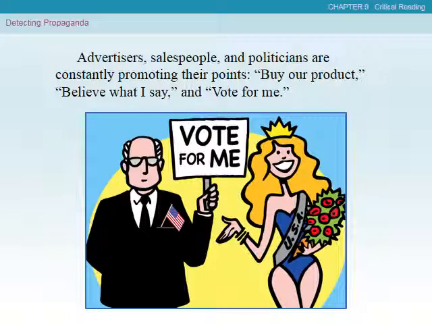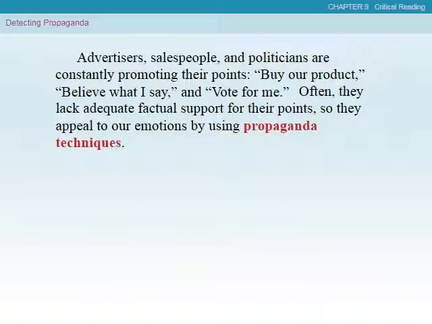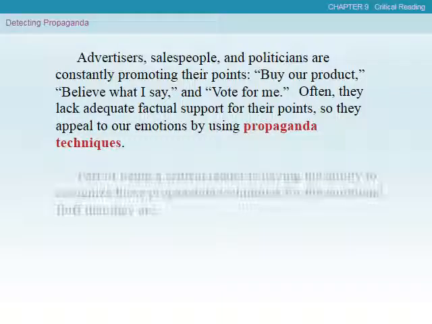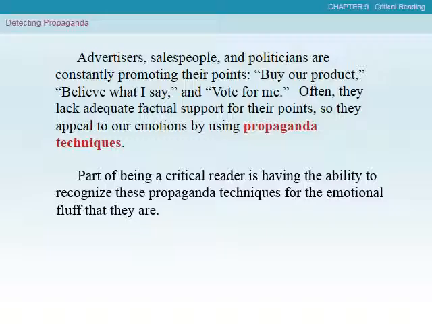So advertisers, salespeople, and politicians are constantly promoting their points. Buy our products. Believe what I say. Vote for me. Okay. Often they lack adequate factual support for their points, so they appeal to our emotions by using propaganda techniques. So what this means is that there's not enough facts to support that you should buy this product, or believe what I say, or vote for me. So instead they use propaganda. Okay, so being a critical reader is having the ability to recognize the propaganda techniques for the emotional fluff that they are.